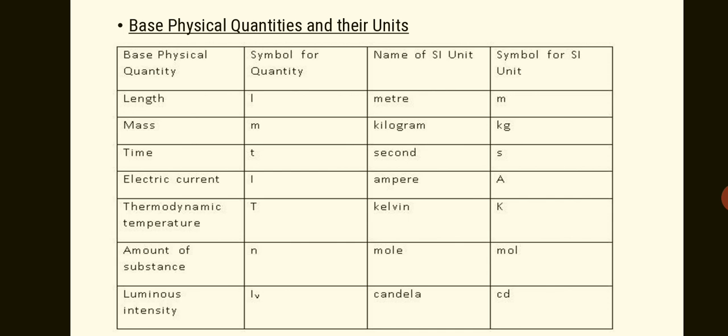Next is electric current, capital I, and its SI unit is ampere and it is denoted by capital A. Thermodynamic temperature, also called absolute temperature or temperature in Kelvin scale, is denoted by capital T. The name of the SI unit is Kelvin and it is denoted by capital K.